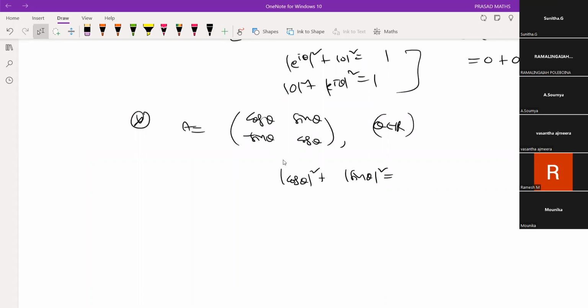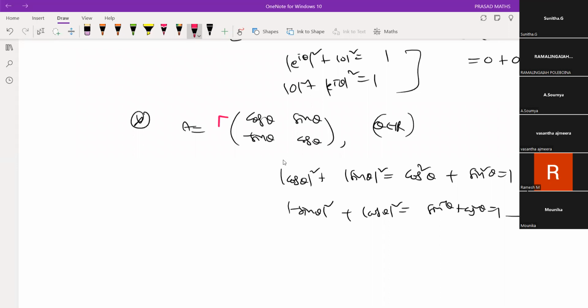Theta is a real number, so cos theta is always a real number. The modulus of x squared is x squared itself. So sin squared theta plus cos squared theta equals 1, because theta is a real number. This is modulus of sin theta whole squared plus modulus of cos theta whole squared, which equals sin squared theta plus cos squared theta, that is equal to 1. So it satisfies the first property.